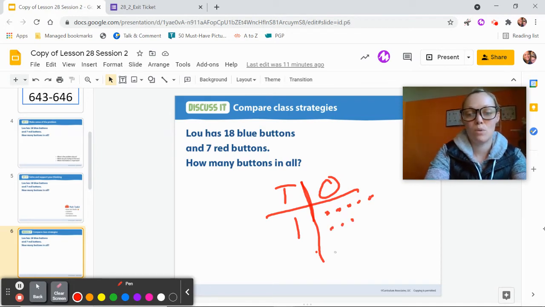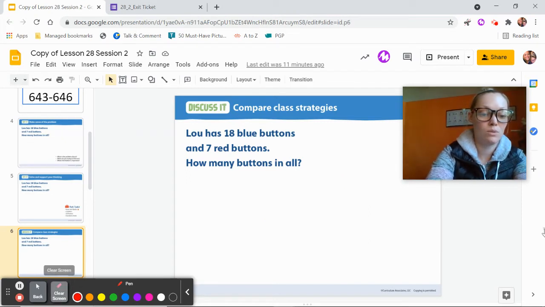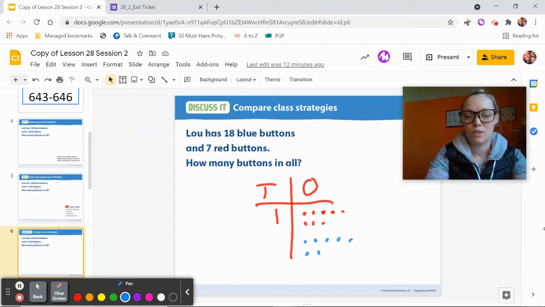You add 7 more. Maybe I want to switch my color. So you have 18, you add 7 more, and you could just count all of this. Start at 10 and then count on, or start at 18 and then count on. We learned about counting on yesterday. Or you could see that this is almost a 10, so you could take 2 of these, move them up.